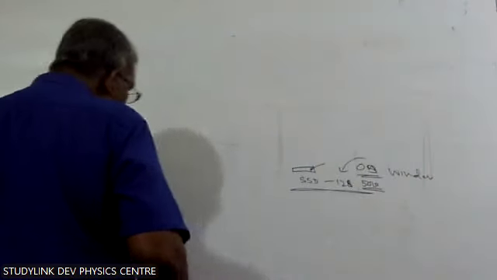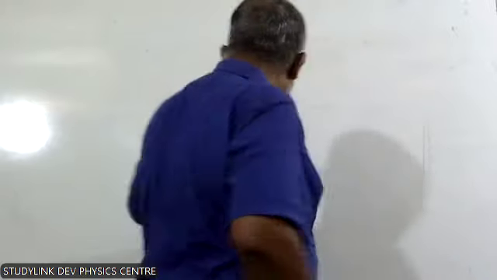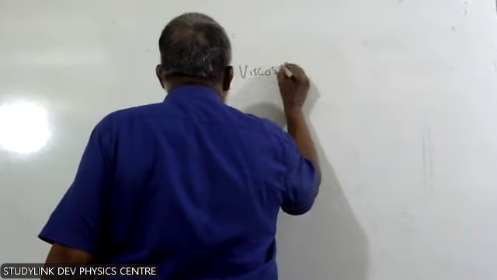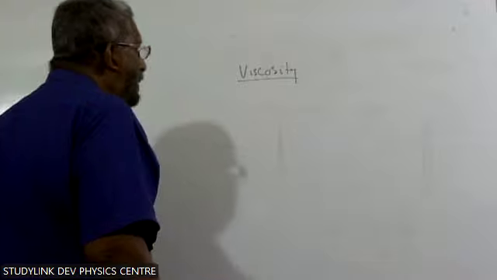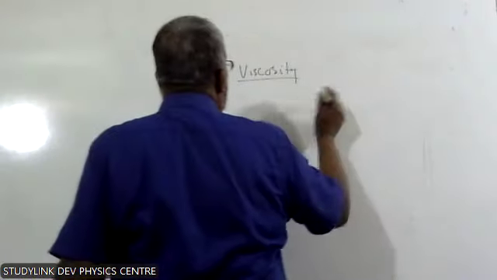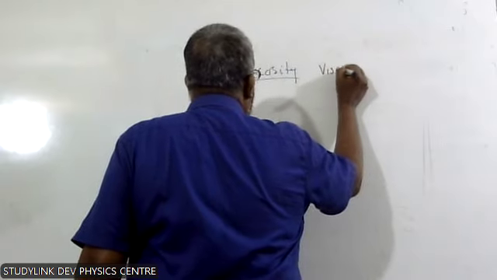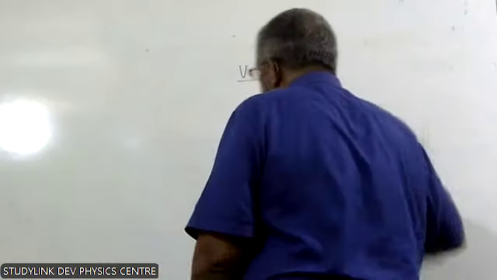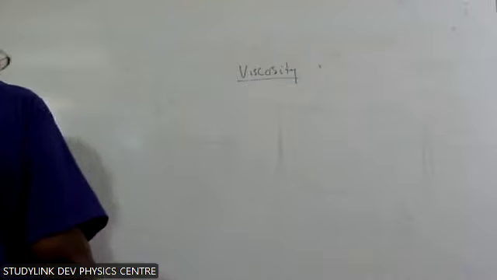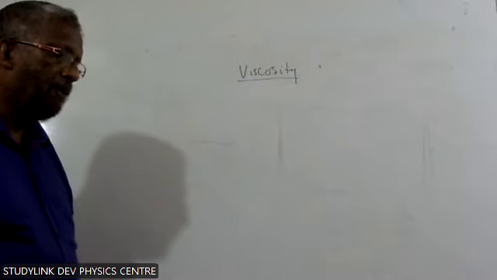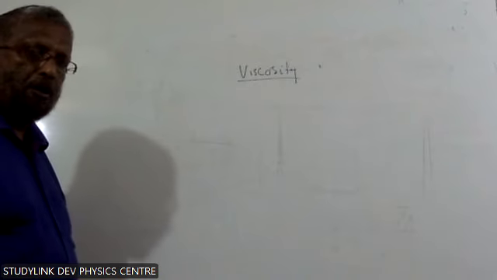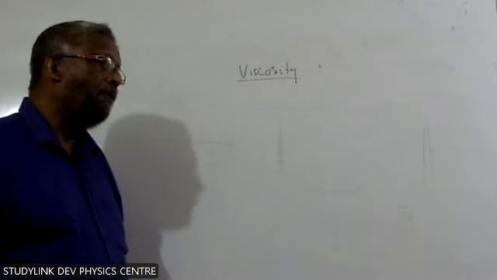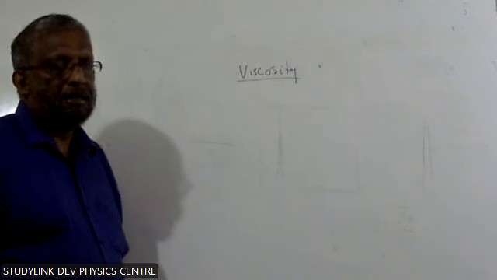Viscosity. As I said, it is one of the sections of properties of matter. Viscosity, like elasticity, comes from the word viscous. Viscosity is actually related to flowing fluids. Normally, if you consider our knowledge on flowing fluids, that's in mechanics.